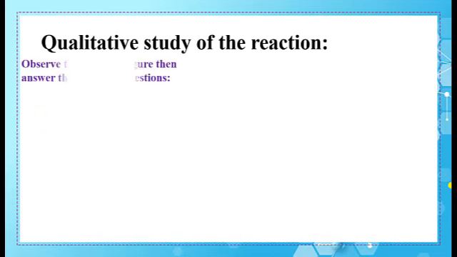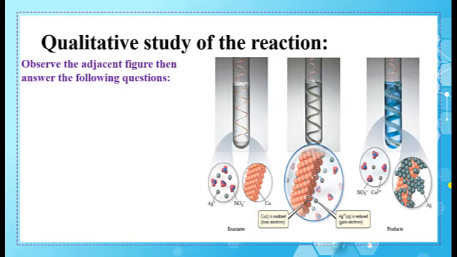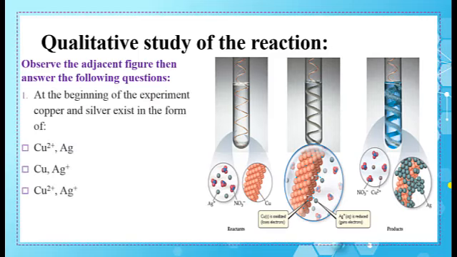Qualitative study of the reaction. Let's observe the adjacent figure, then we have to answer the following questions. This figure represents what happened in the previous experiment, when we dipped a copper wire in a silver nitrate solution. As you can see, a white deposit formed on the copper wire, and the color of the solution turned blue. The first question is, at the beginning of the experiment, copper and silver exist in which form?